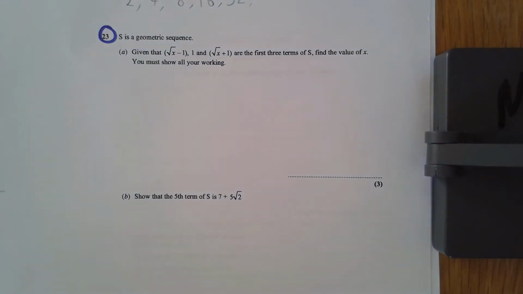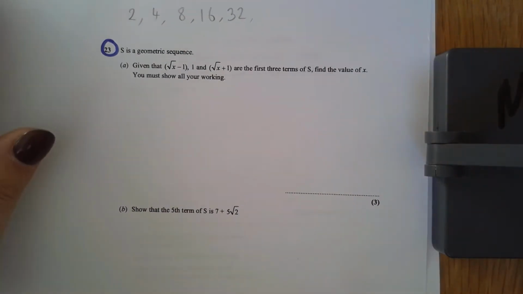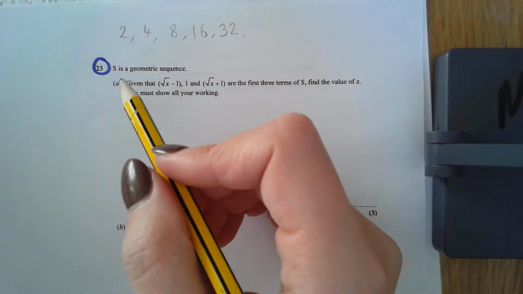Question 23 says S is a geometric sequence. Given that root x take 1, 1 and root x add 1 are the first three terms of S, find the value of x. So a geometric sequence, I've just written an example up here, is where we multiply to get to the next term.